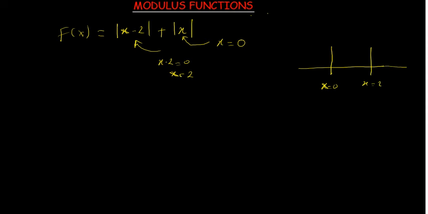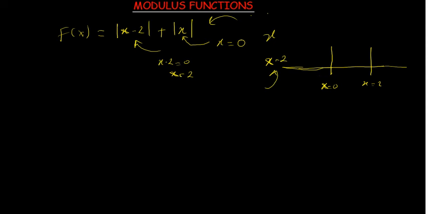Now we get the 2 expressions which are inside the absolute values. The first one is x minus 2, we just get what is inside, and for the second it is simply x. Now I want to find the behavior of these 2 functions when x is less than 0, between 0 and 2, or greater than 2.